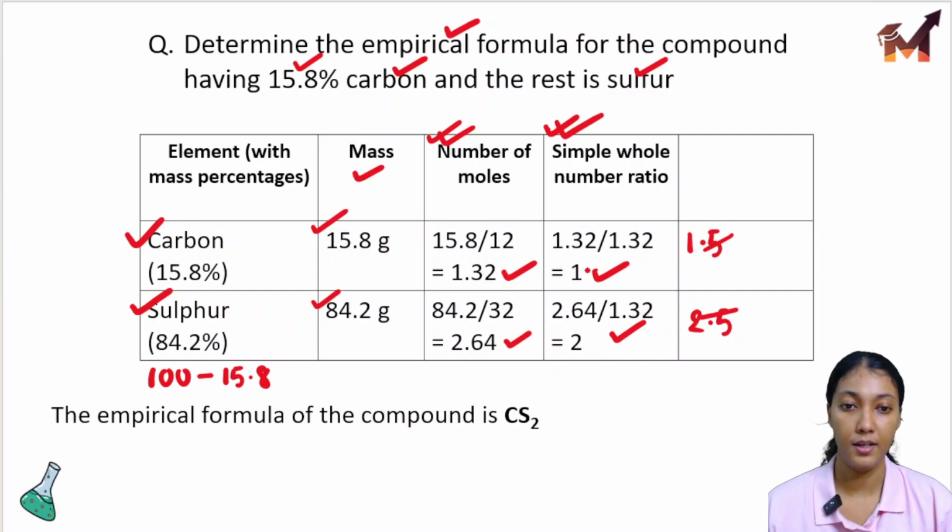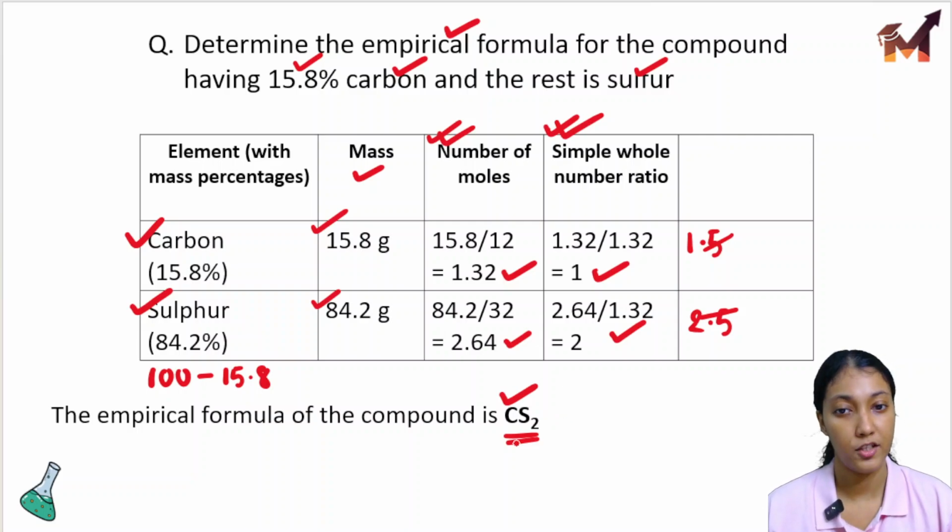कार्बन का रेशियो निकला 1 and सल्फर का रेशियो निकला 2. So finally our empirical formula for this compound will be CS2. So this is our final answer. We are just finding the empirical formula, so this will be our final answer.